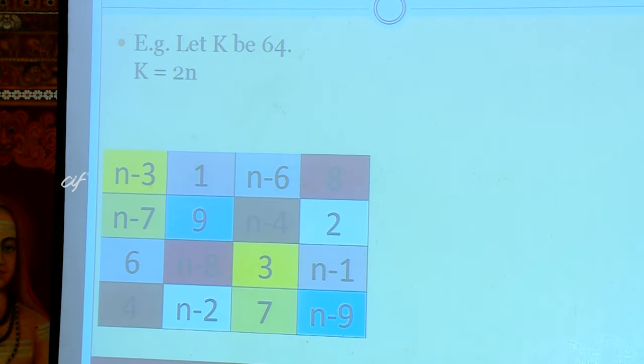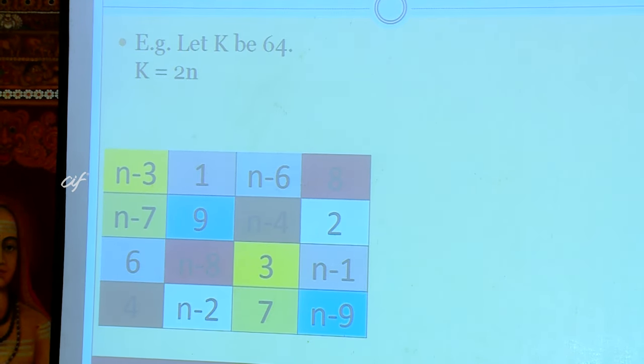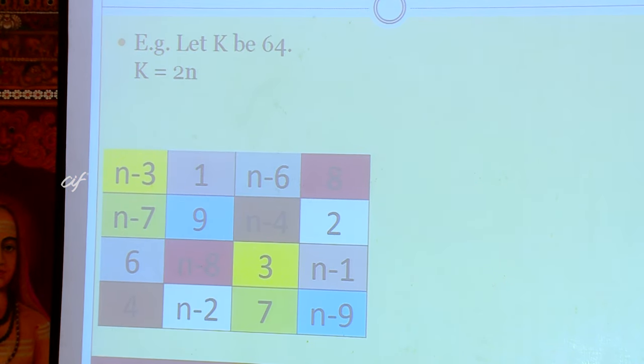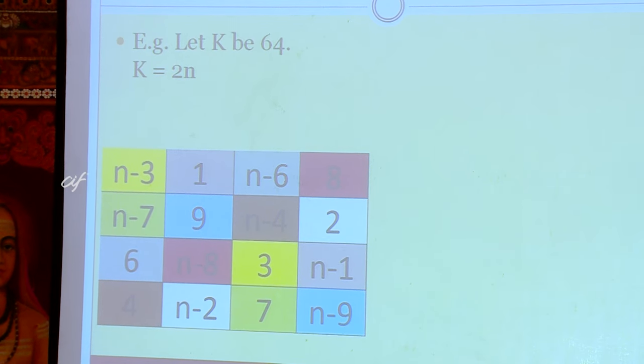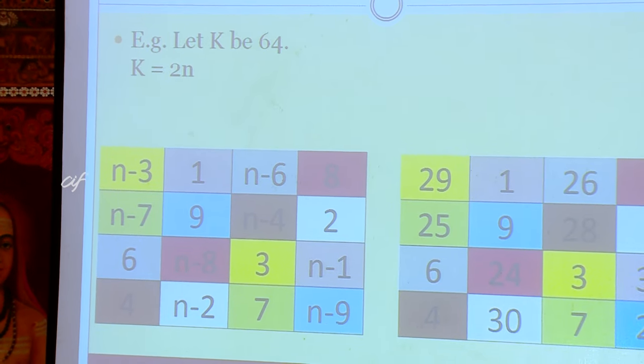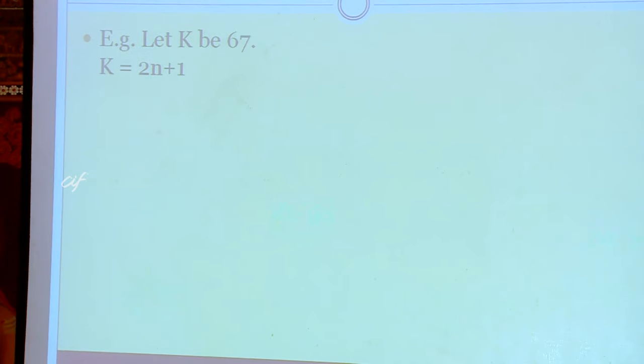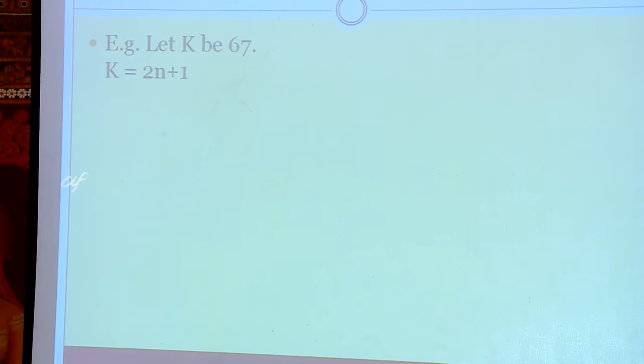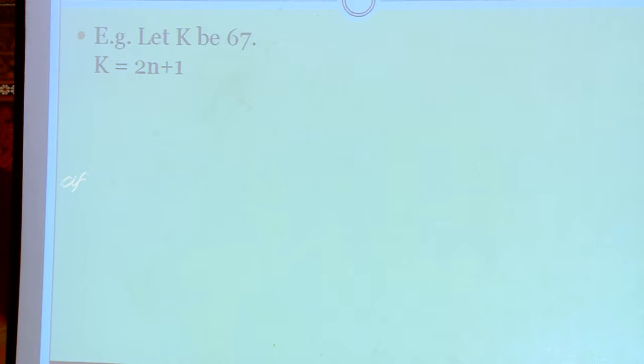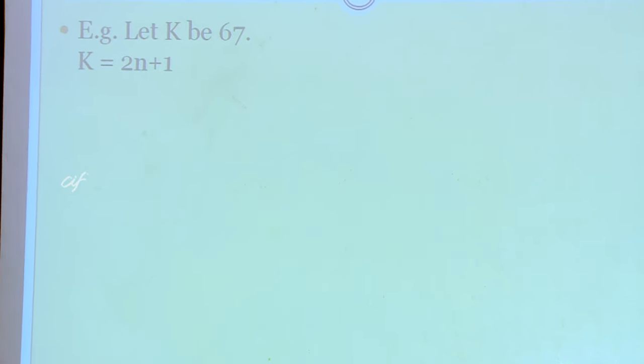And you can start from any place, not necessarily one has to start from here. You can choose your positions and start from any place and make a magic square like this for a given total. Now this is for 4 by 4, only for 4 by 4. You will get this one. This is the result.